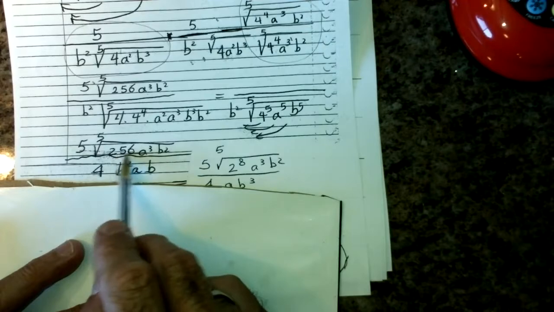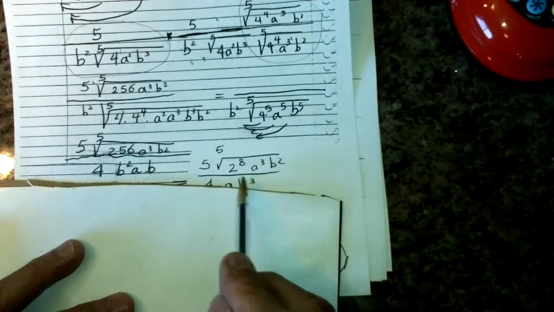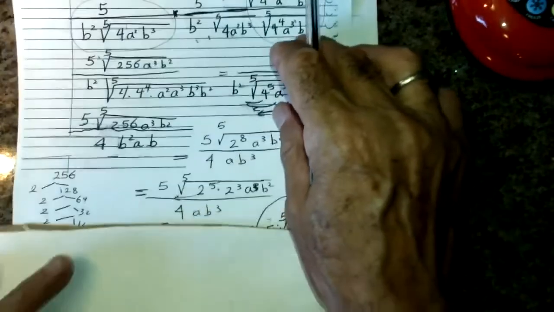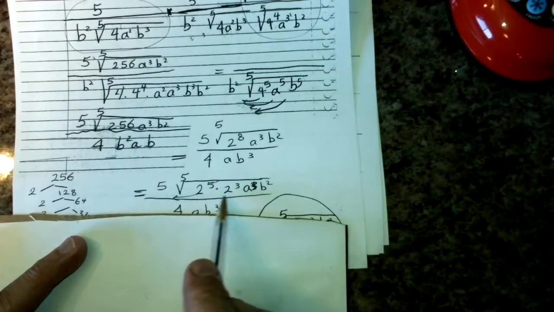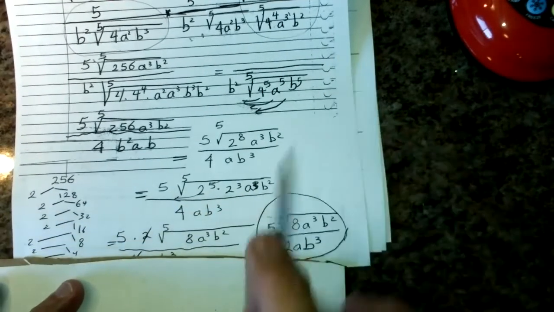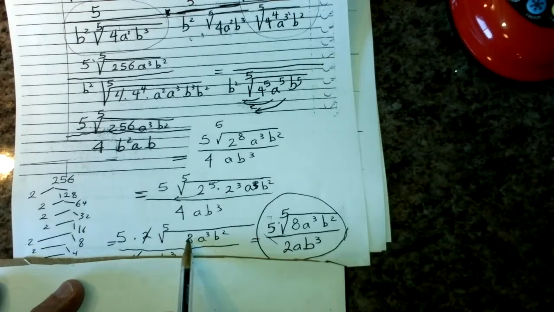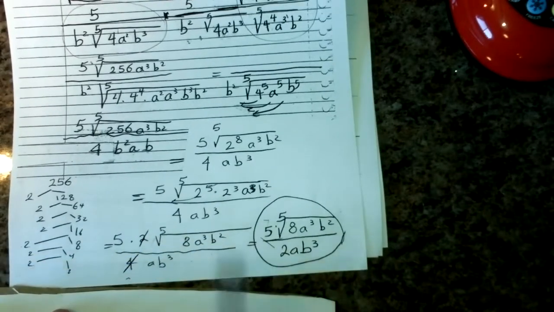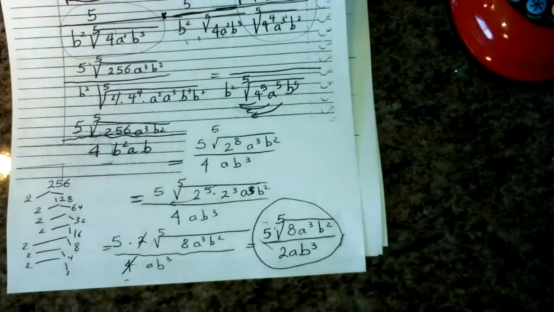But then I simplify. 256 is also 2 to the power of 8, which you write as 2 to the power of 5 times 2 to the power of 3. 2 comes out of the radical. 2 to the power of 3 is 8. And then simplify. This is a long problem, but it has a lot of calculation in it.